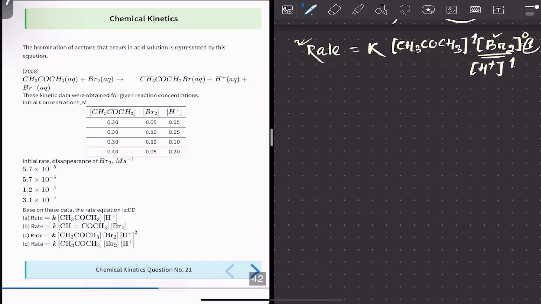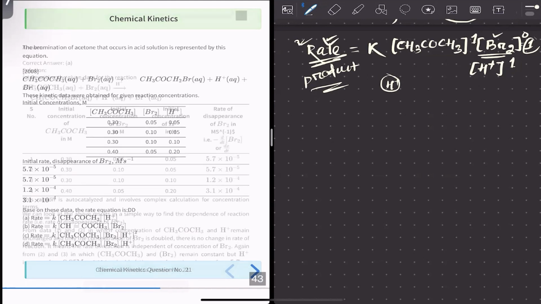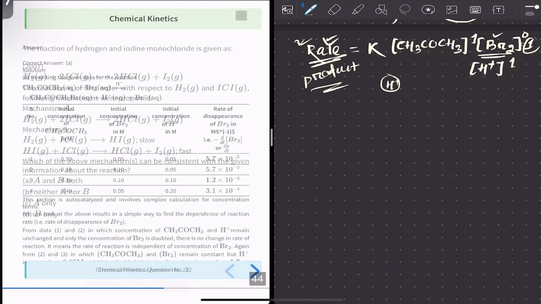Here you can notice the rate is also dependent on the product part. Which is a product? H plus, and it is independent of a reactant part, that is bromine. So this way the rate can also be determined by the product concentration. Okay, so let's move on to the next question.